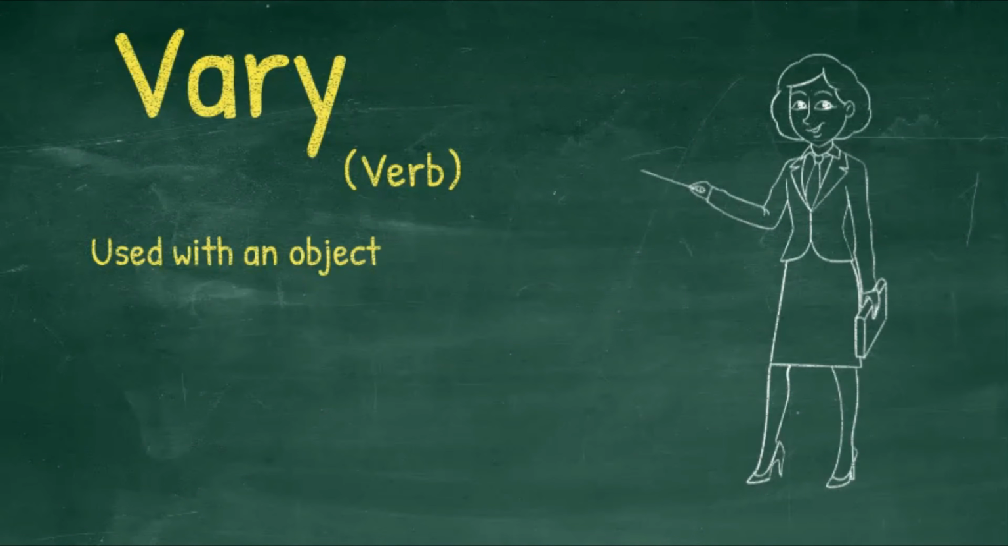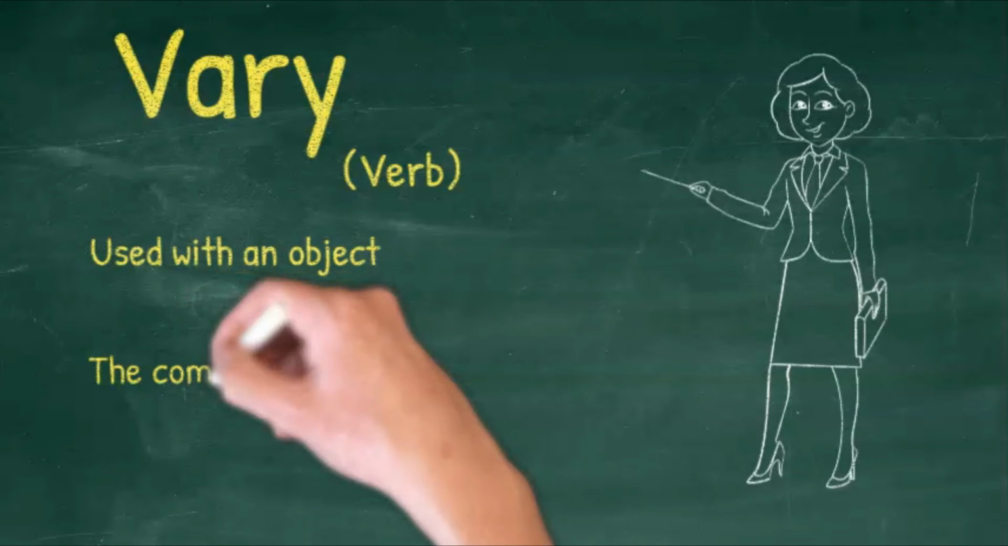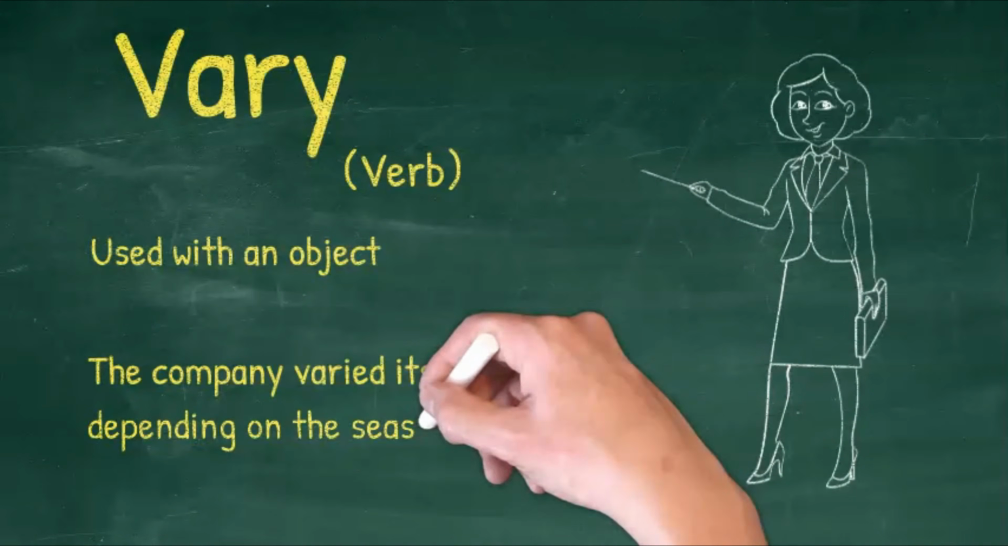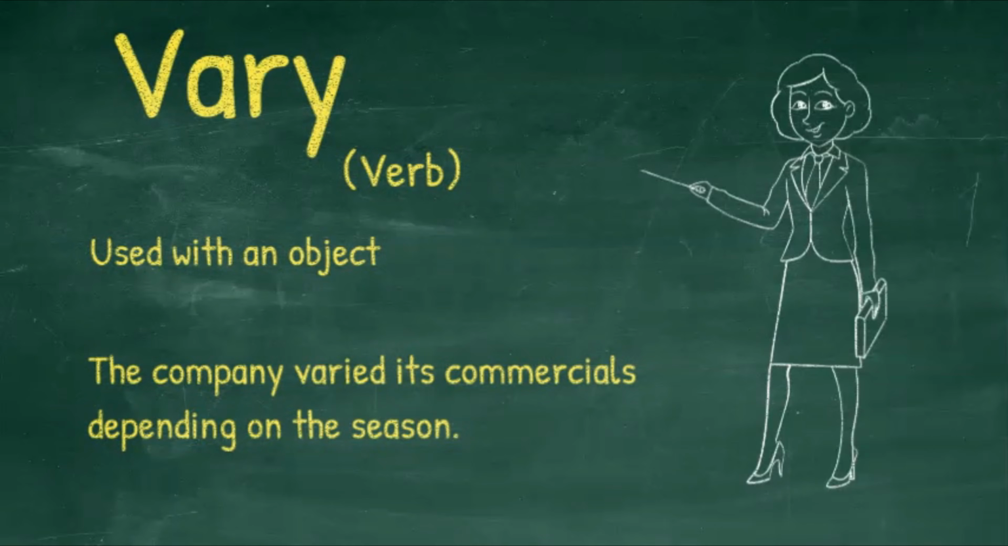Let's first look at a sentence using vary with an object. The company varied its commercials depending on the season. Now, this means that the company had different types of commercials.